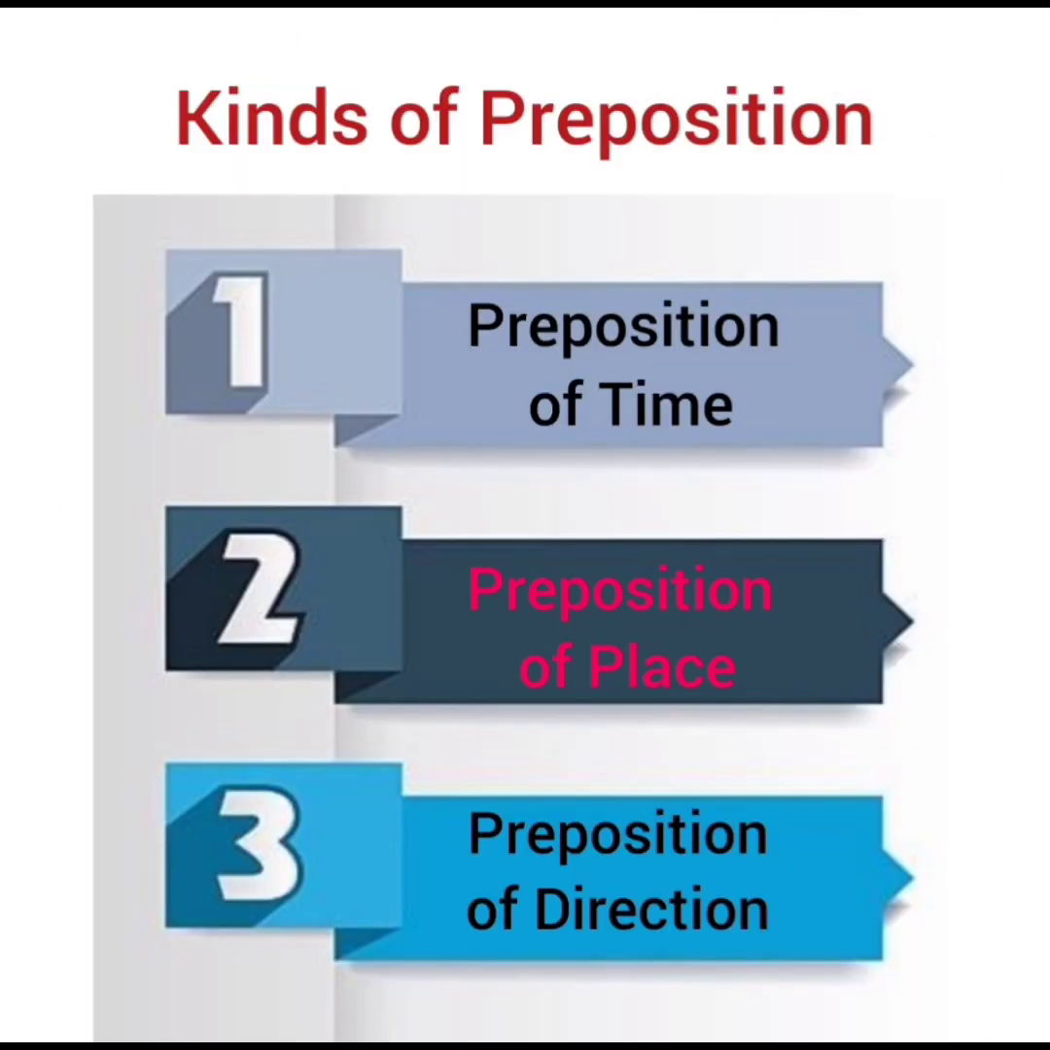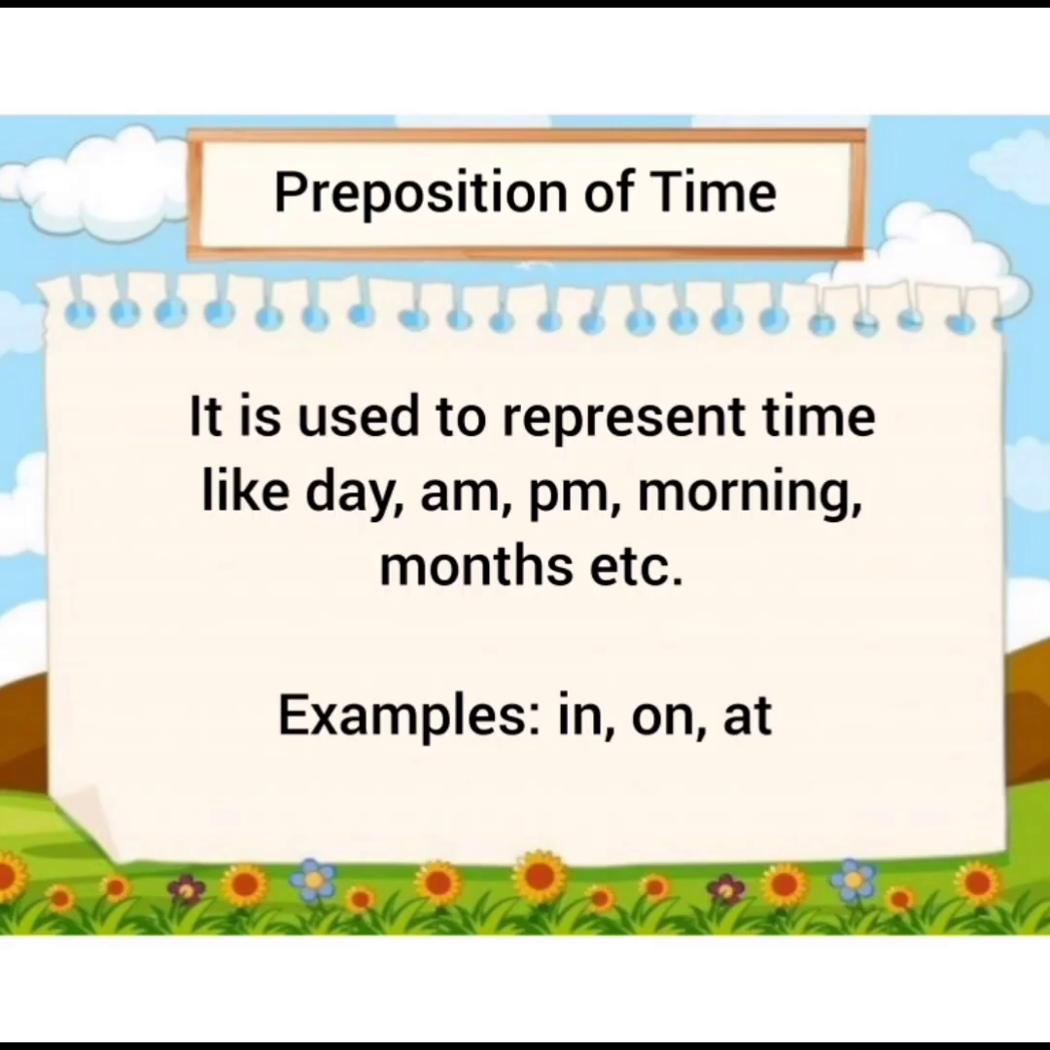There are three different kinds of prepositions. The very first one is preposition of time. It is used to represent time like day, AM, PM, morning, months, etc. And examples of preposition of time are in, on, at.